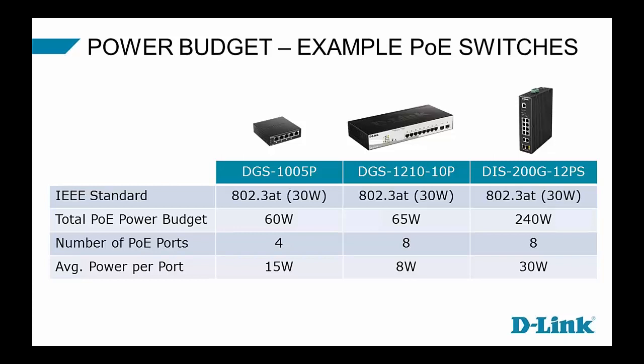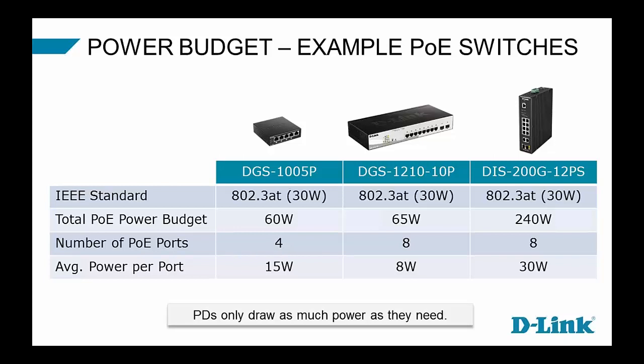And then compare that to the switch on the right, the DIS-200G. This is an industrial switch, also supports AT. It has a full 240 watt power budget across its 8 power over Ethernet ports. So in this case, this is a pretty robust heavy-duty switch, and it can provide 30 watts across all 8 PoE ports simultaneously. But the thing to keep in mind here is that PDs only draw as much power as they need. So again, if I'm powering IP phones, I can take that into consideration.